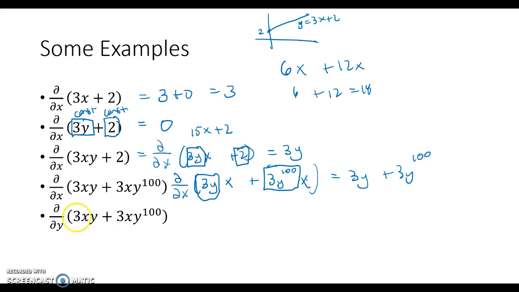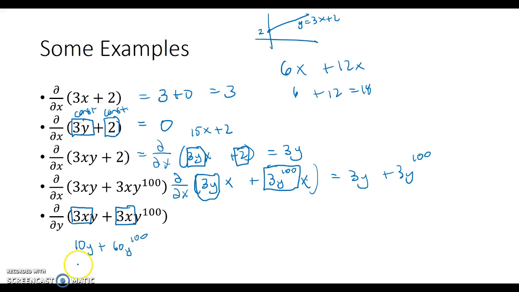Well, let's look at the same problem, but now think about y as the variable. Okay, so that means x is a constant. Well, I've already got this rearranged to where my constants are pushed to the front. So I've got a constant times the variable plus a constant times the variable to the 100th power. This would be the same thing as differentiating 10y plus 60y to the 100th.